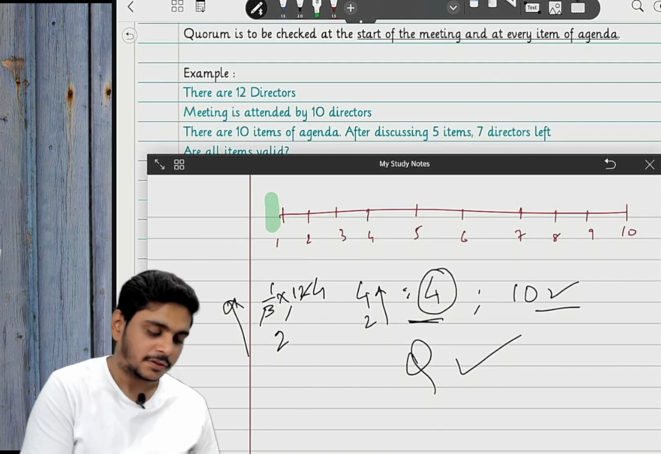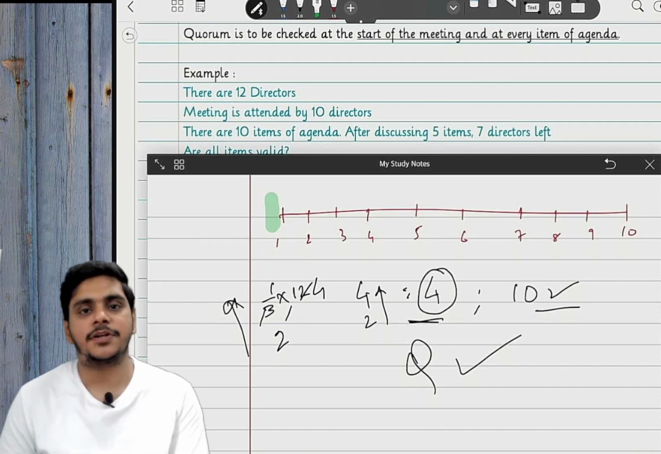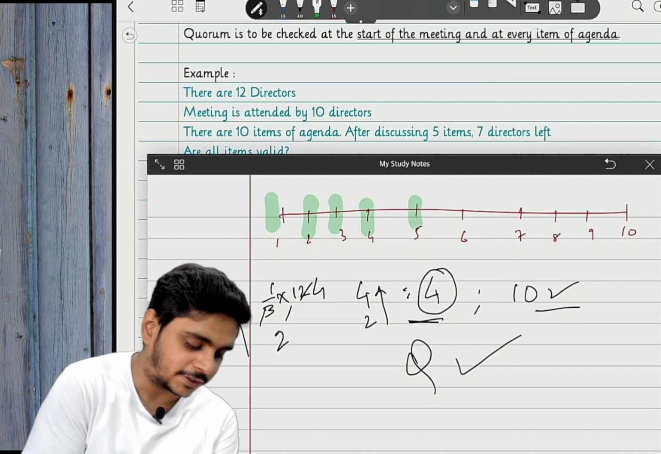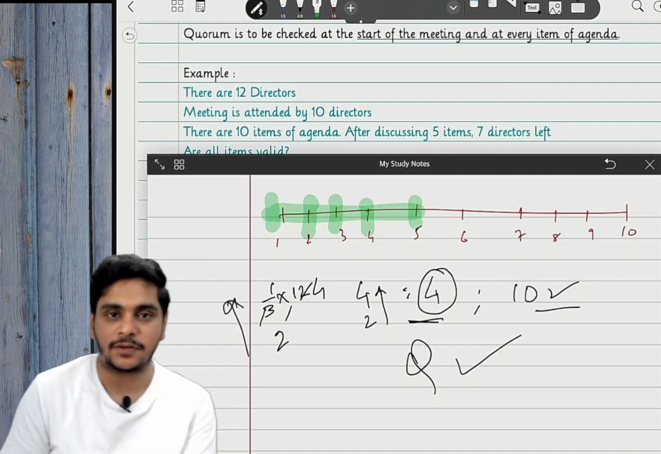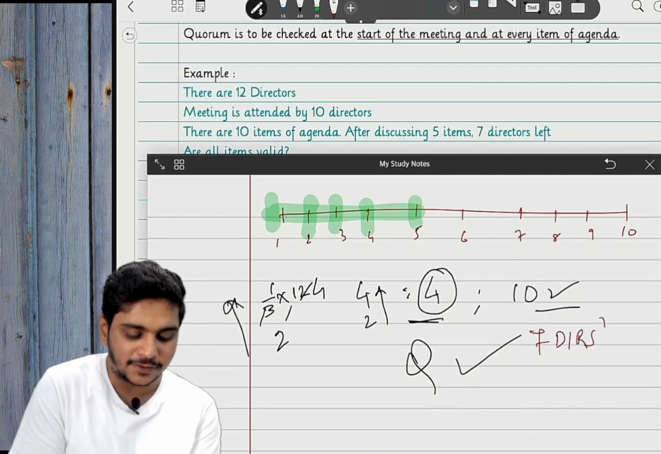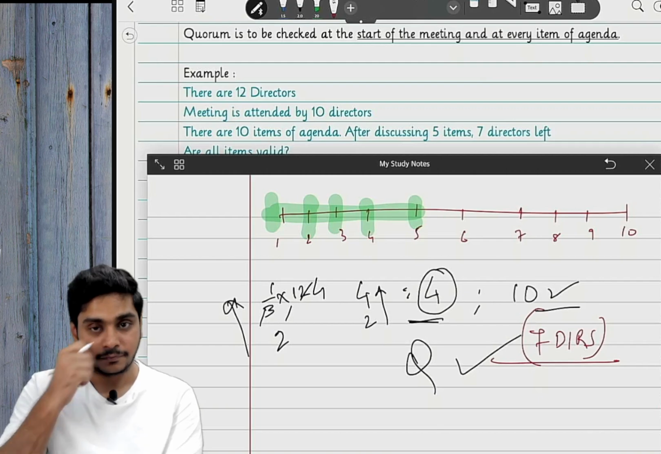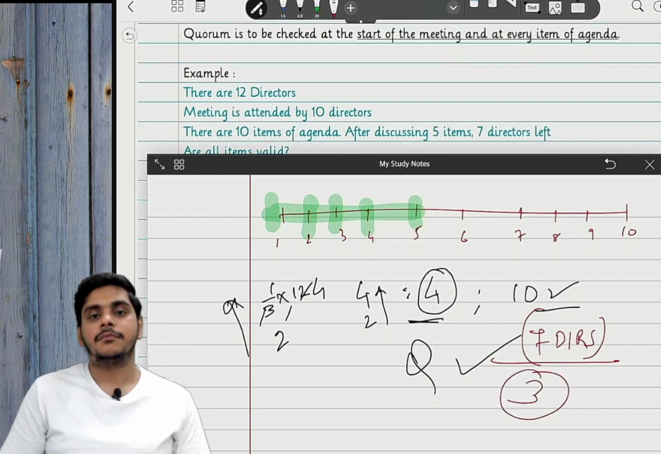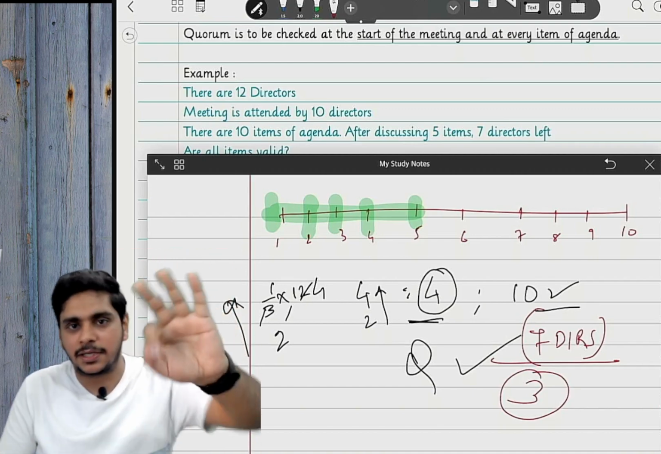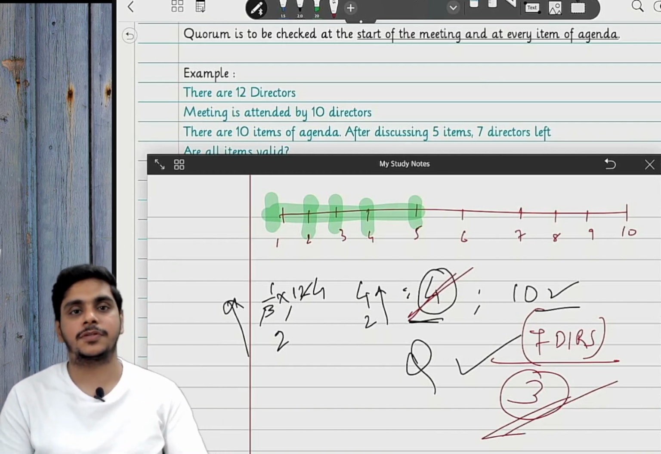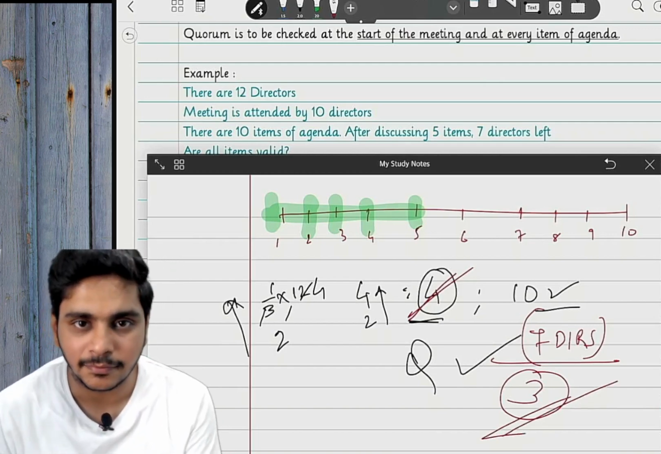Now they are saying that after discussing 5 items of the 10 items of agenda, 7 directors left. So only 3 are left now. How much should my quorum be? 4. Only 3 are left. So what will you say? Sir, the meeting is valid.